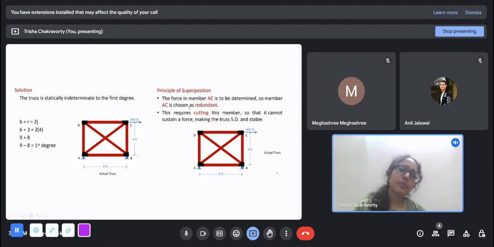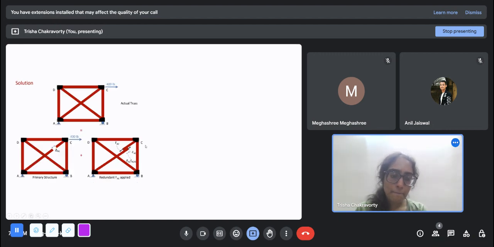Now the principle of superposition. This is only valid for linear elastic structures, but all structures we are looking at right now are linear elastic, so you don't have to worry about that. The force in member AC is to be determined. So member AC is chosen as redundant. Any one member could have been taken as redundant; we chose AC. This requires cutting this member so that it cannot sustain a force, making the truss structurally determinate and stable. So we divide this into two parts.